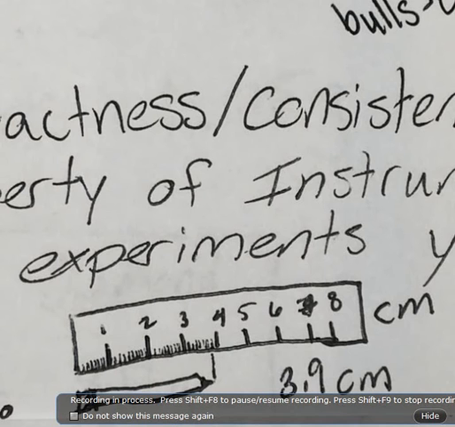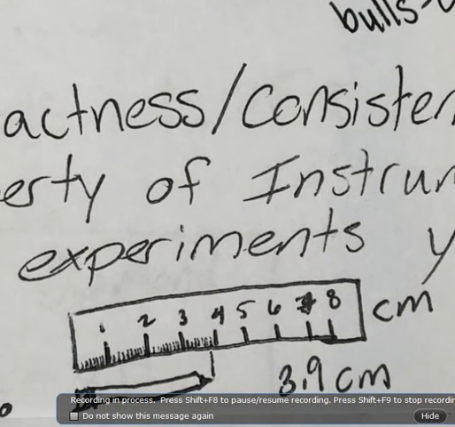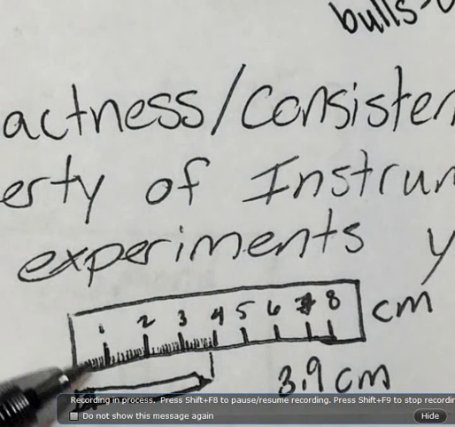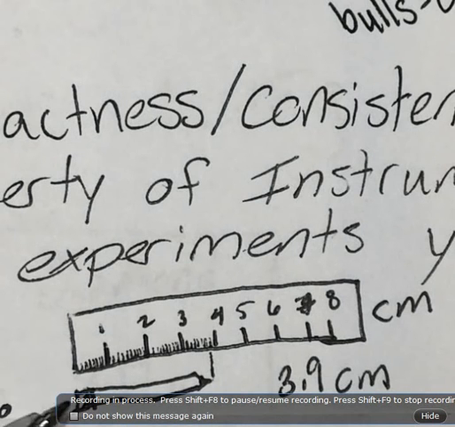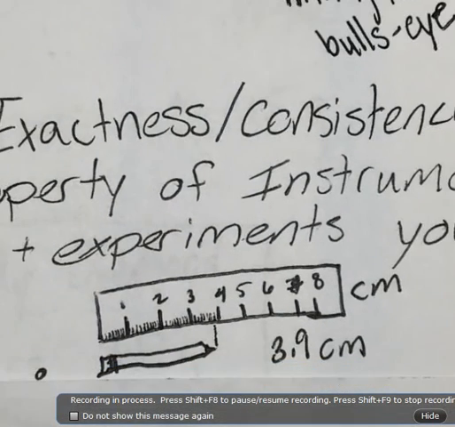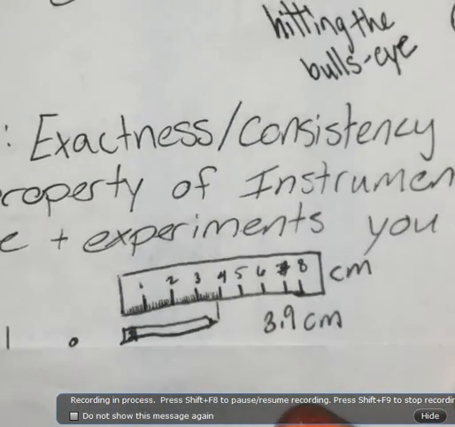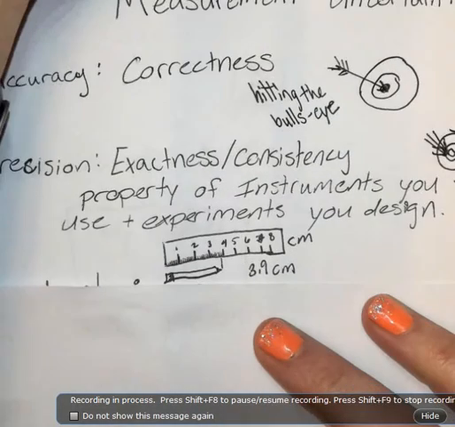No matter who reads it, they're going to see, oh, it's coming in at that last mark. That's 3.9 centimeters. This has now become a property of the measurement tool that we used. It's more exact. It's going to give more consistent readings because we can see more clearly where our value is. So that's precision. Accuracy is correctness.